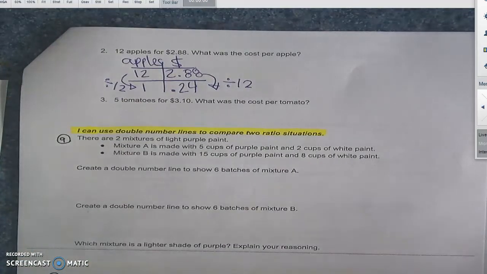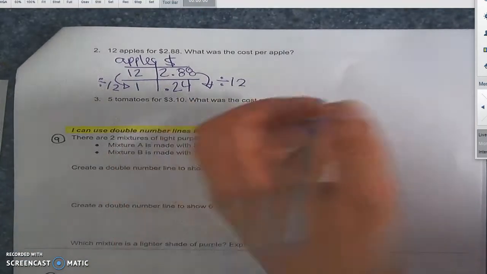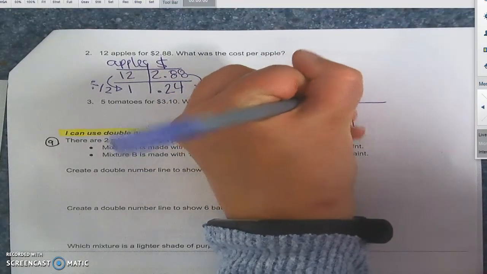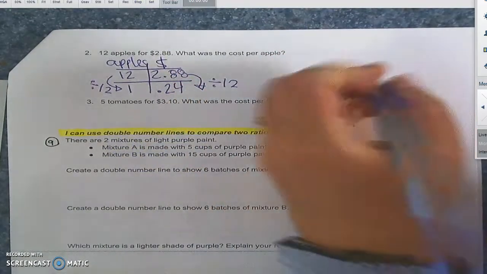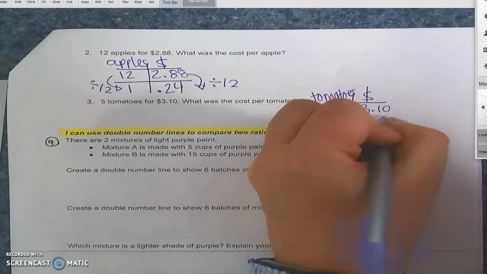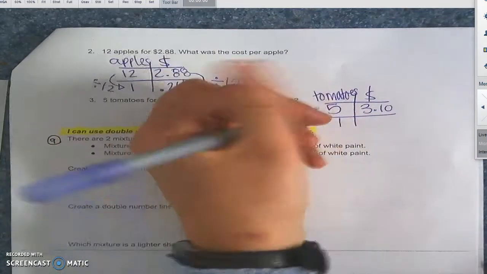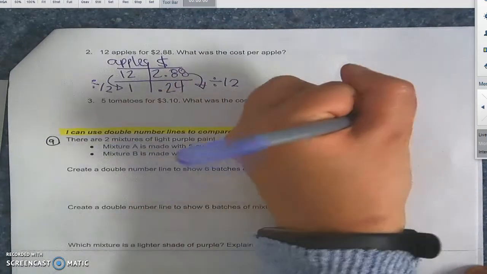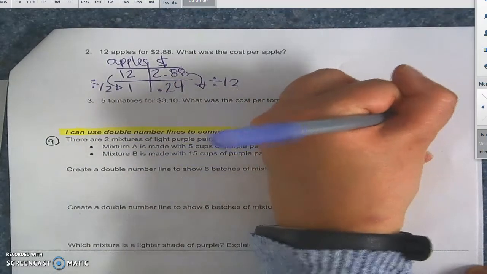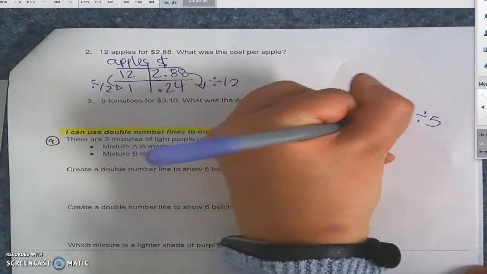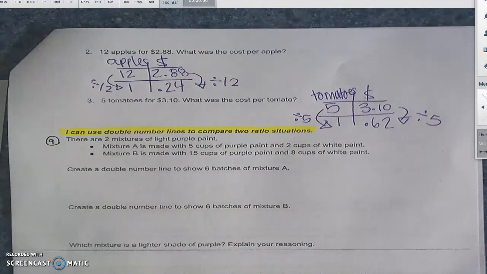And then 5 tomatoes for $3.10. What is the cost per tomato? So this is my tomatoes, and this is my dollars. 5 of them cost $3.10, and I want to know for 1. Well, I need to do 5 divided by 5 to get me down to 1. So on this side, I'm going to do $3.10 divided by 5, which gives me 62 cents.